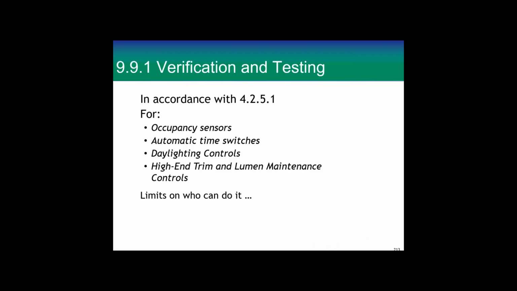Verification and testing. We do require verification and testing for the lighting. It's very important. We had a lot of trouble, especially for the daylighting controls, that it wasn't tested, didn't work right, people weren't saving the money they had hoped to save. And so now we've required a lot of testing, commissioning, and hopefully everybody's getting the systems that operate properly. So you have to test your occupancy sensors, your automatic time switches, daylighting controls, high-end trim and lumen maintenance controls.